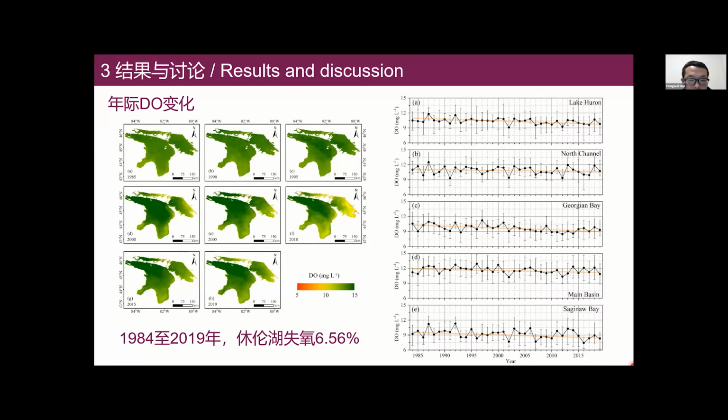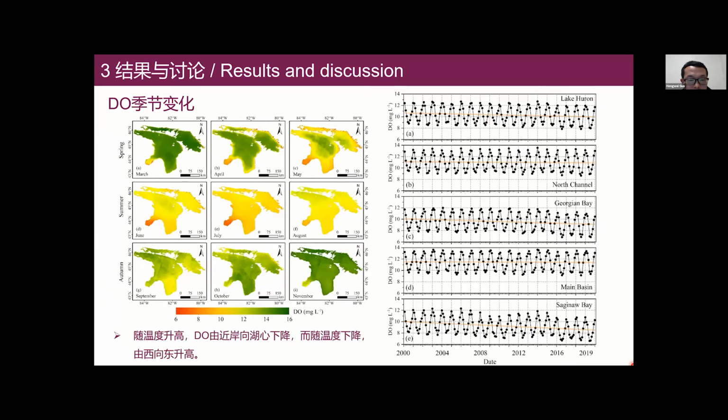Using Landsat data from 1984 to 2019, the monthly spatial distribution of DO from March to November was mapped so that the intra-annual variability of DO in Lake Huron was reconstructed. In spring, DO decreased gradually from the offshore area to the center of the lake. In summer, DO further decreased in June and reached the lowest in July, then gradually increased from August to the end of the autumn. In November, it increased to the highest.